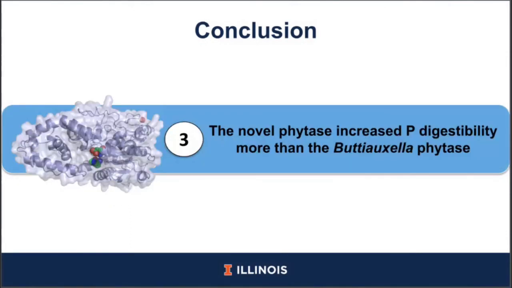The novel phytase also increased phosphorus digestibility more than the Buttiauxella phytase, which can be attributed to its high activity over a wide pH range and subsequently reducing the negative effect of phytate on nutrient digestibility.